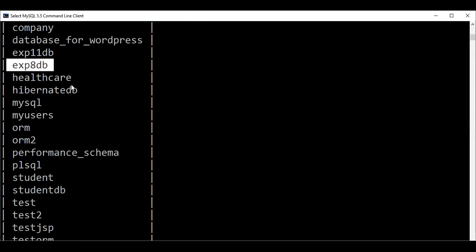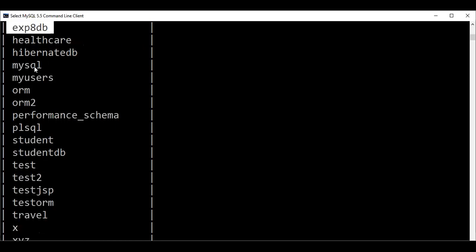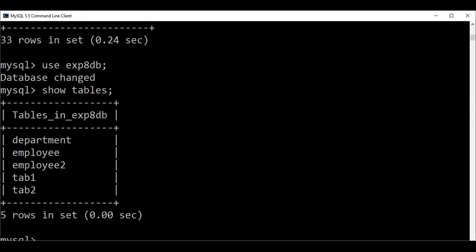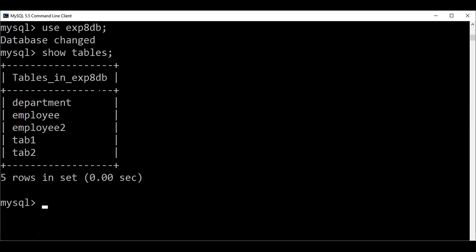All the tables that are required and that are written in that Word file I have created, so that it will not be different. So experiment 8DB, I'm using that one. So use experiment 8DB. You can see here how many tables I have created. I can show you what are the tables I have added in that database just to implement all the join operations.